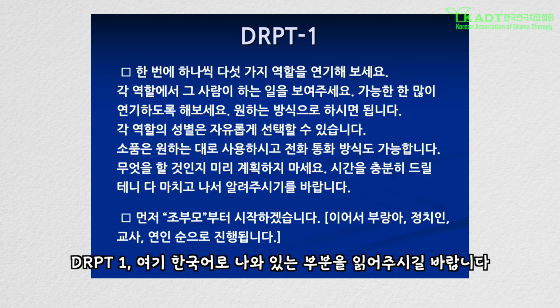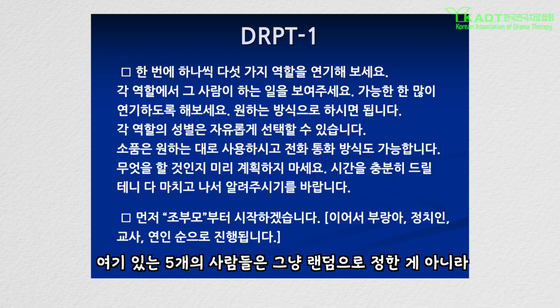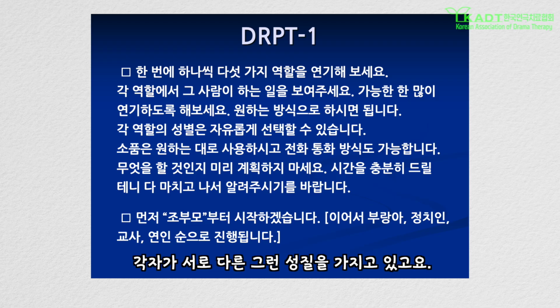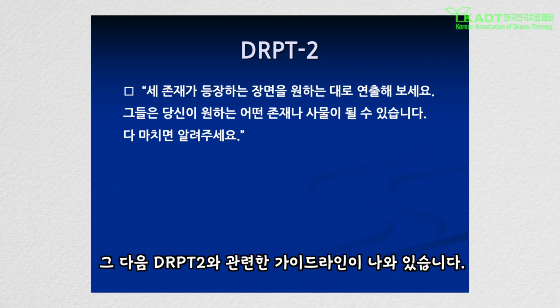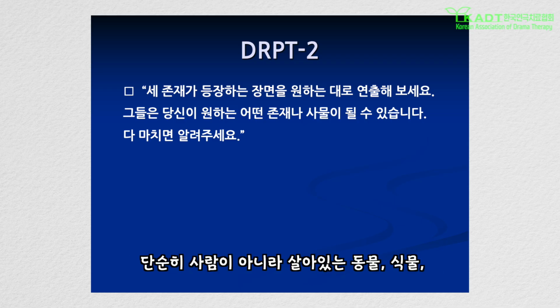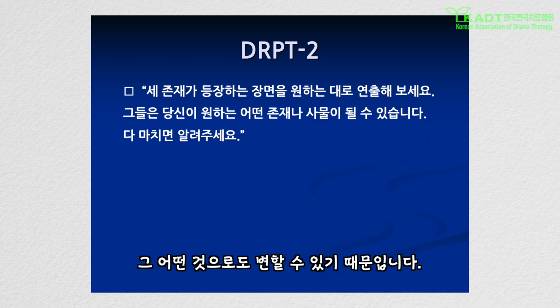In DRPT 1, you can read in your book. Now these 5 roles, grandparent, bum, politician, teacher, and lover, are not random. They were selected because of a very complicated procedure, which I'm not going to describe. So these are 5 roles that require different qualities. DRPT 2, these are the instructions for DRPT 2. We use the word beings because we wanted people to be able to be animals or even plants. But you had to be alive, but you didn't necessarily have to be a human being.